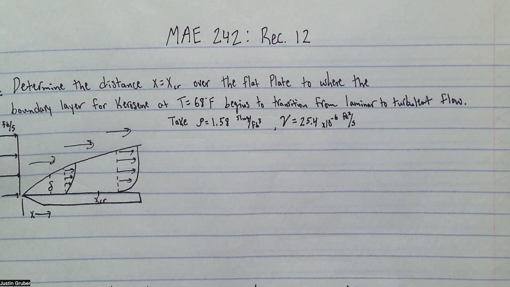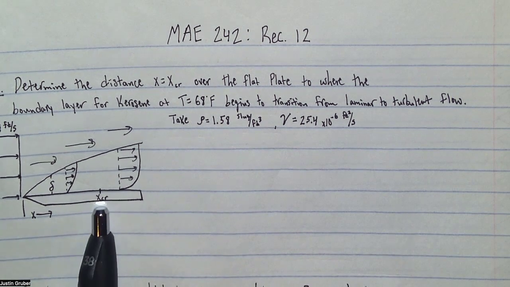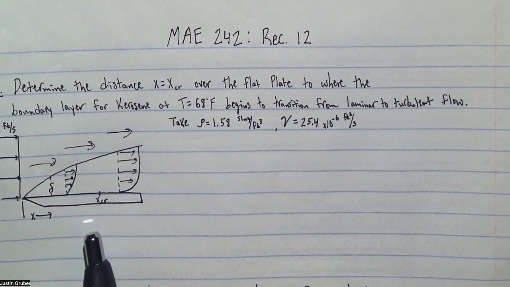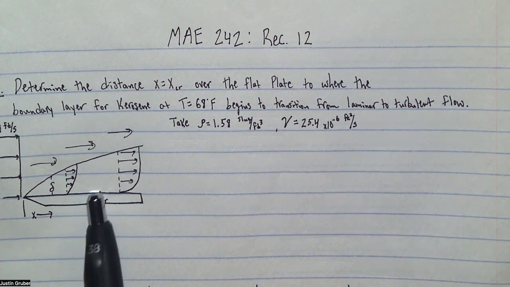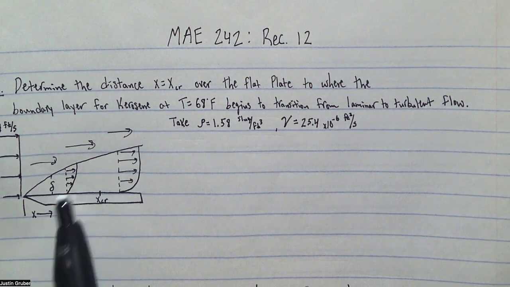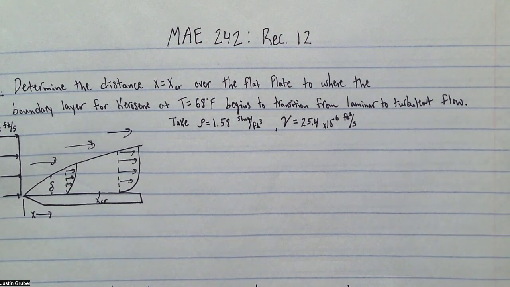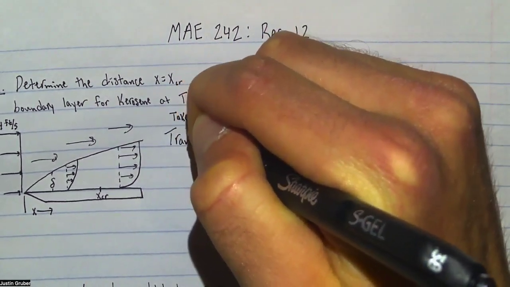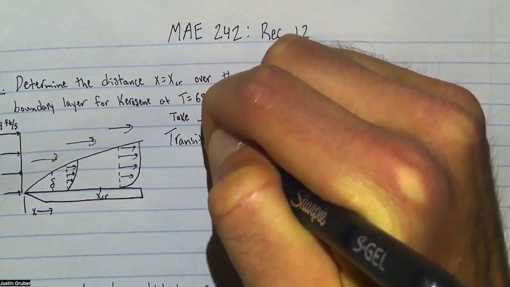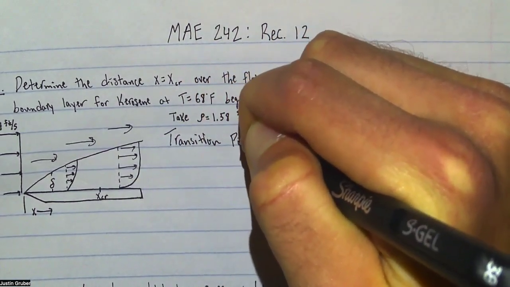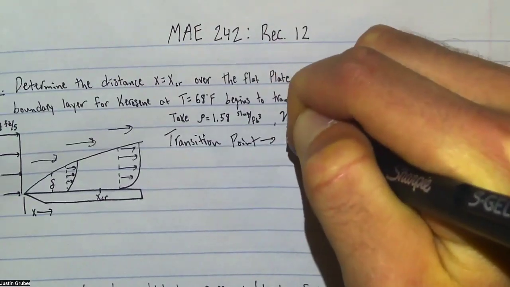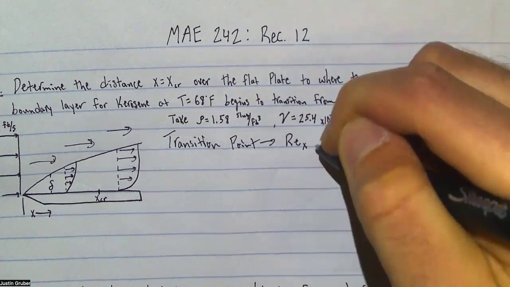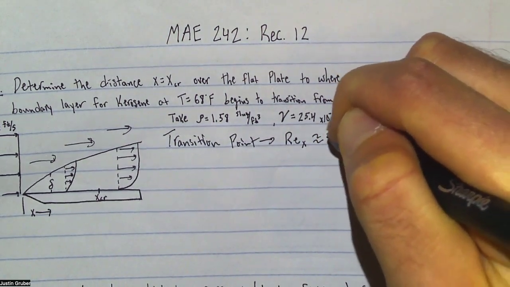Anyway. So you want to find this critical X length so you can design your plate or your airfoil in such a way that you can keep it laminar if you want, right? If you want to deal with easier math, you can keep it laminar. So what's our transition point? And you guys have probably talked about this. It's when your Reynolds number at some X location is about 500,000.